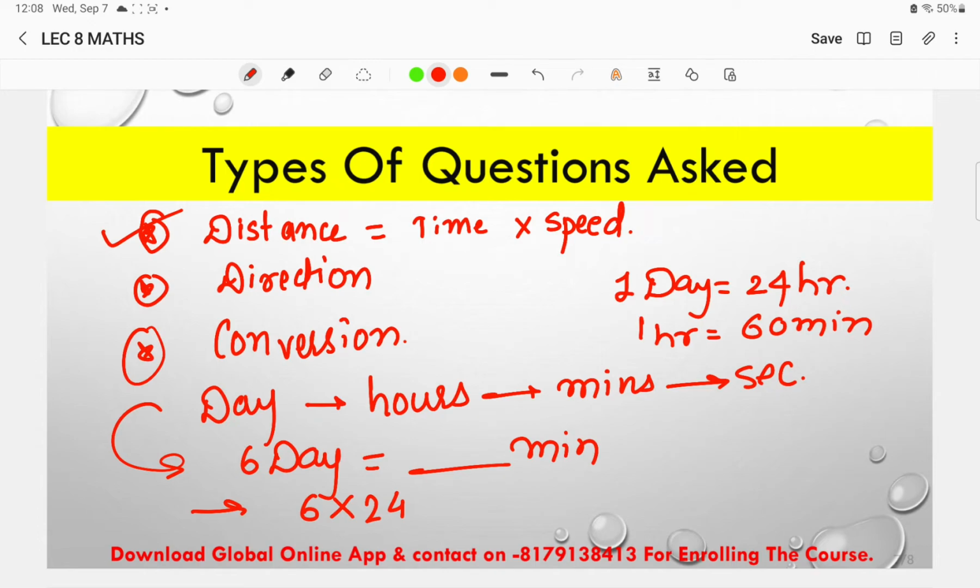Now we have to convert it into minutes, right? So 1 hour consists of 60 minutes, then 24 hours will consist of how many minutes? 24 into 60 minutes. So this is the solution to the question. So 6 days consist of 6 into 24 into 60 minutes, the calculation you have to find out.